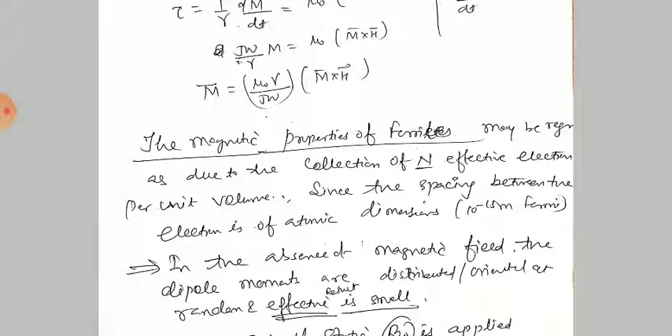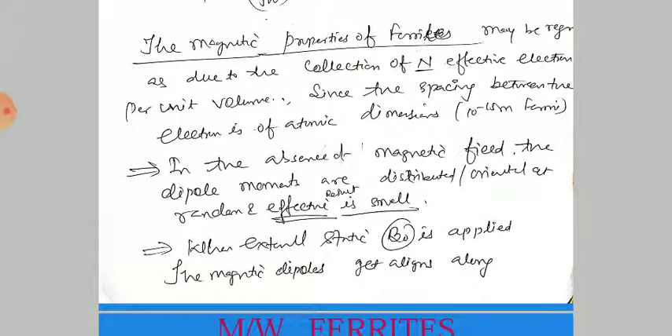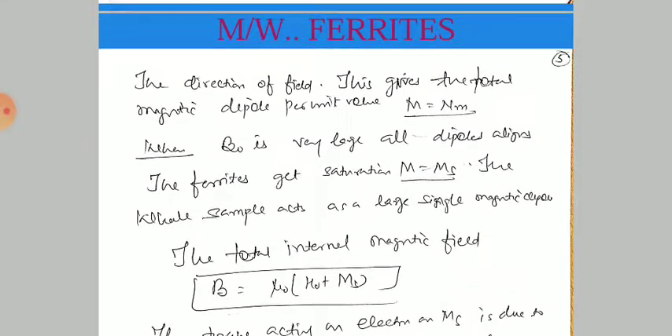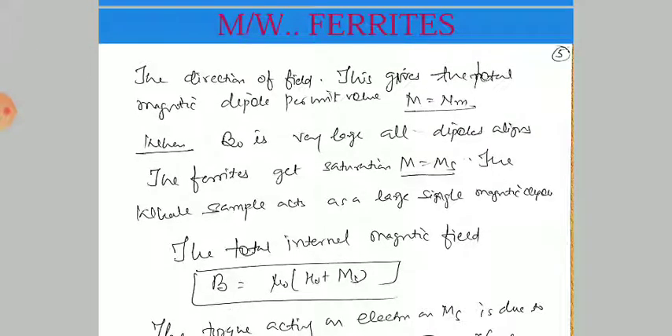So in the absence of a magnetic field, the dipole moments are oriented in random directions. The effective result is very small, but when an external field is applied, the magnetic dipoles will be aligned along the direction of the field. This gives the total magnetic dipole moment per unit volume, M. Where B0 is very large, all the dipoles align, and the ferrite reaches saturation, M equal to Ms. The whole sample acts as a large single magnetic dipole.